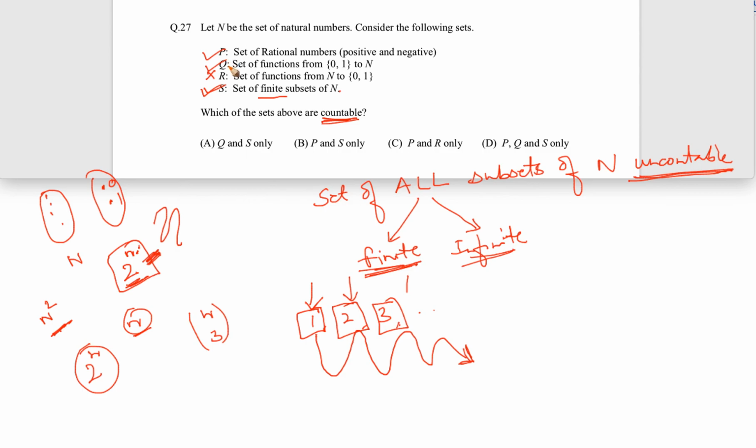So P, Q and S. Only these three, P, Q and S, are countable, R is uncountable, right? So the answer is D.